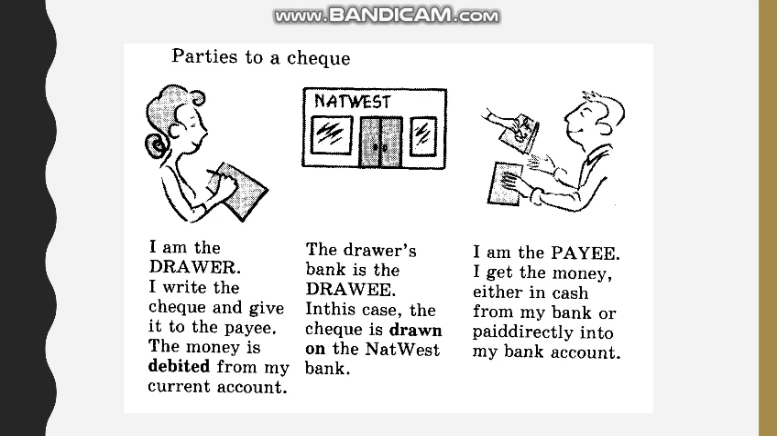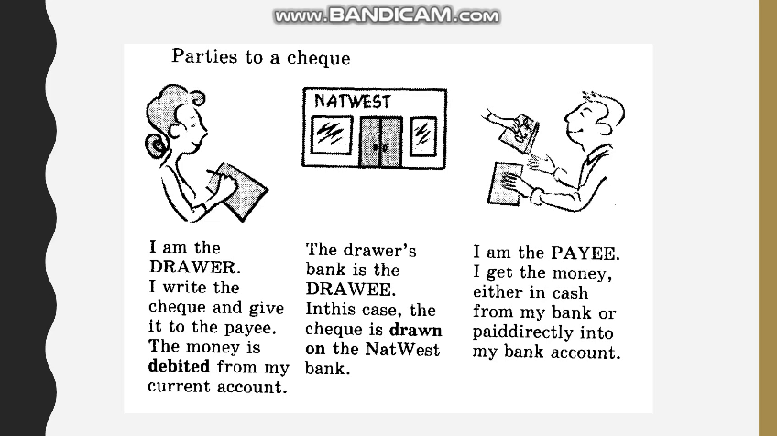So, which parties are involved in this check? First, drawer. Two, drawee. Third, payee. So the drawer writes the check and gives it to the payee, and the money is debited from her or his current account. The drawer's bank is the drawee.